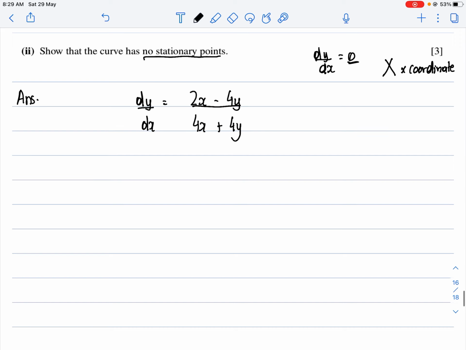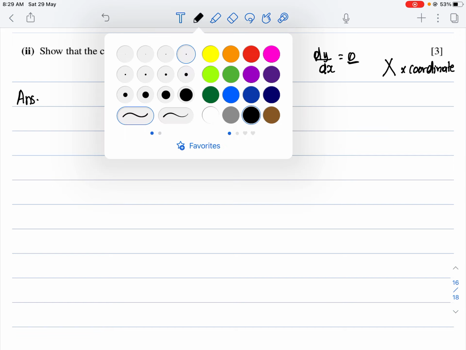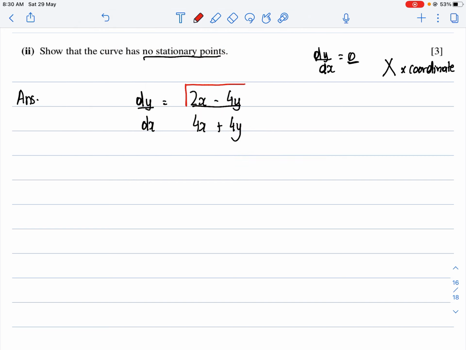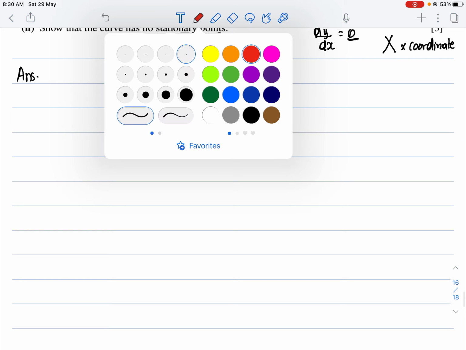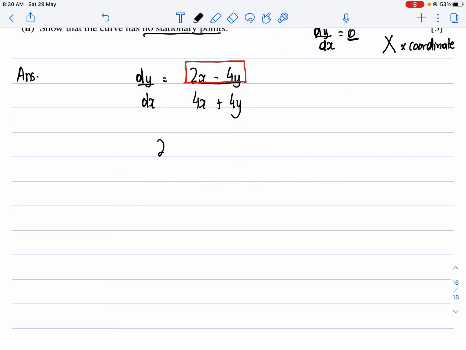Agreed? Now, when will my dy by dx be 0? My dy by dx will be 0 when my numerator is equal to 0. Whenever the numerator is 0, the whole thing will be 0. So we can equate 2x minus 4y to 0.